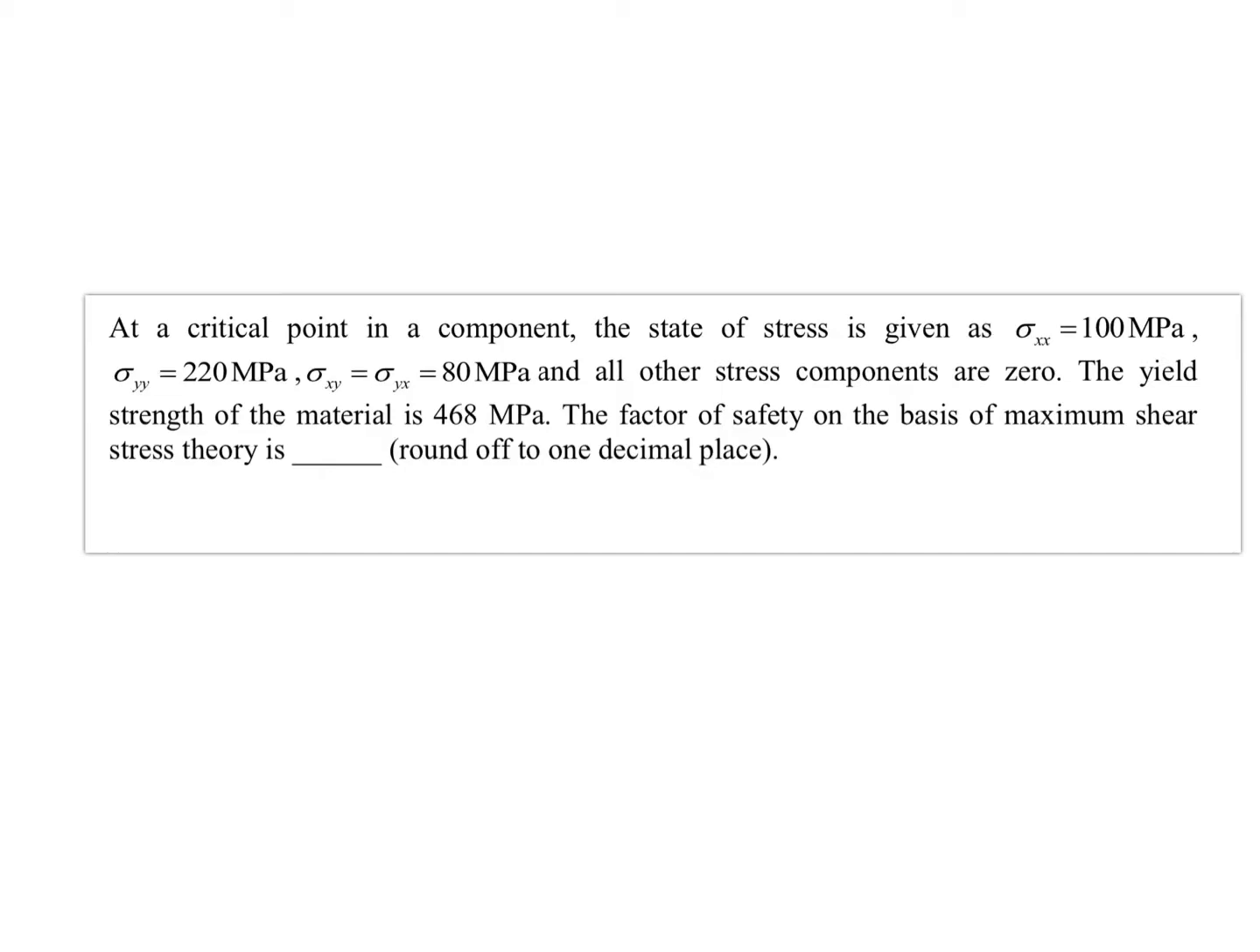So coming back to the problem, they are saying we have a critical point in a component. The state of stress is shown over here. We have sigma x, sigma y, sigma xy and sigma yx. They are both equal. That comes out of your angular momentum balance or momentum balance. All other stress components are zero. The yield strength of the material is given.